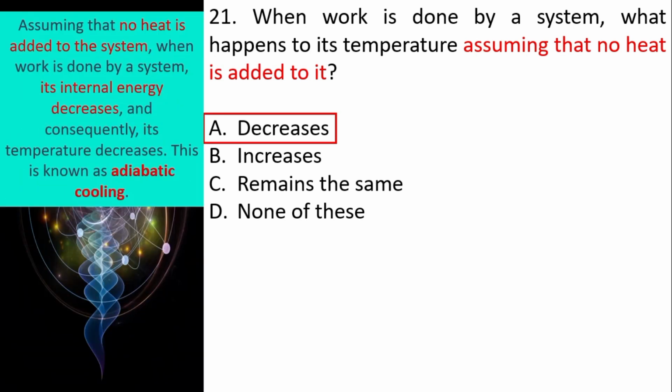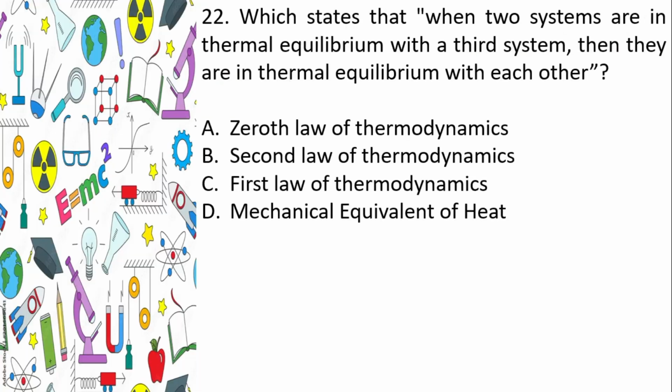Okay? So, assuming again that no heat is added to the system, when work is done by a system, its internal energy decreases and consequently, its temperature decreases. And this is known as adiabatic cooling. Okay? Adiabatic cooling means that there is no heat added to the system or no heat leaving the system. That is adiabatic cooling or adiabatic process, one of the thermodynamic processes.